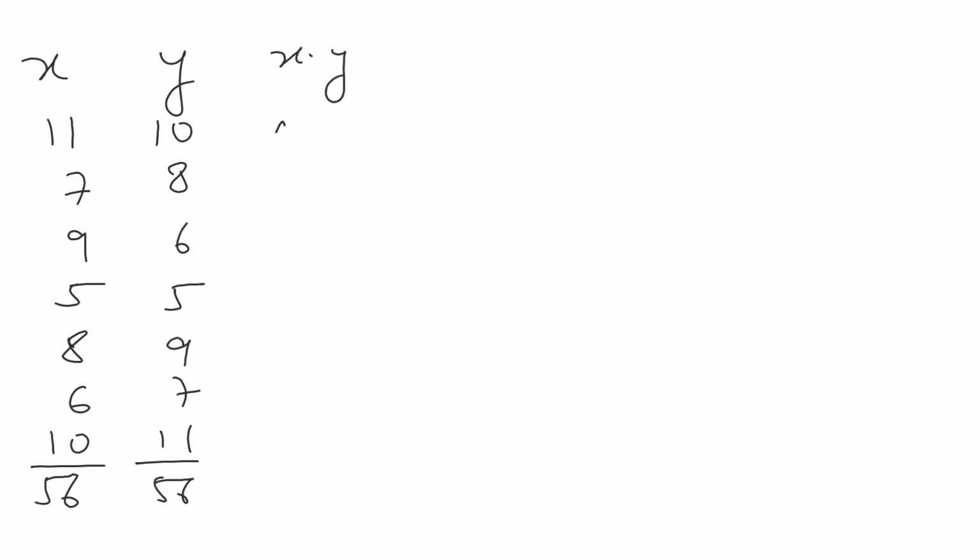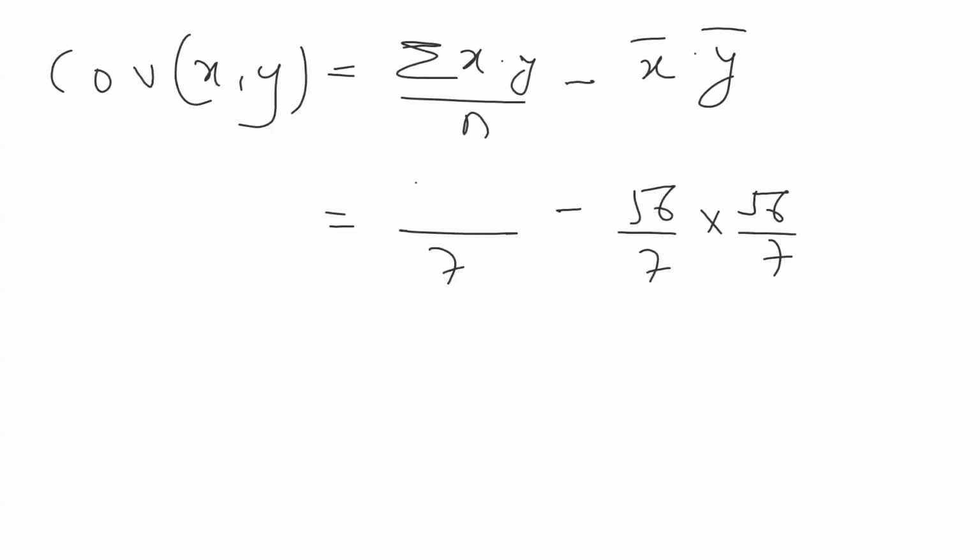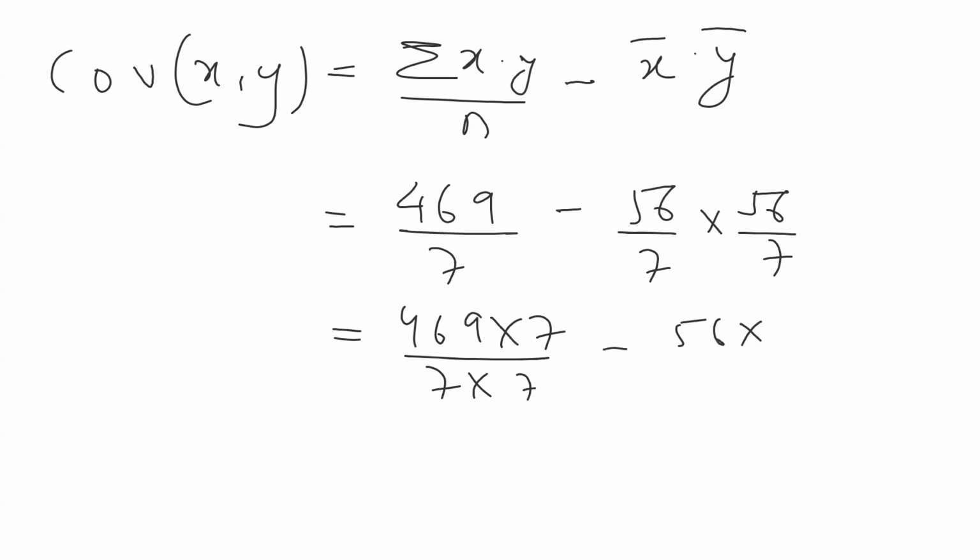So 110, 56, 54, 25. This is 72, 42, 110. The total is 469. So this is equal to 469 upon 7. So we'll multiply and divide with 7. This is also 56 into 56, 7 into 7. We'll just multiply 469 into 7. Okay, so I'm doing it.